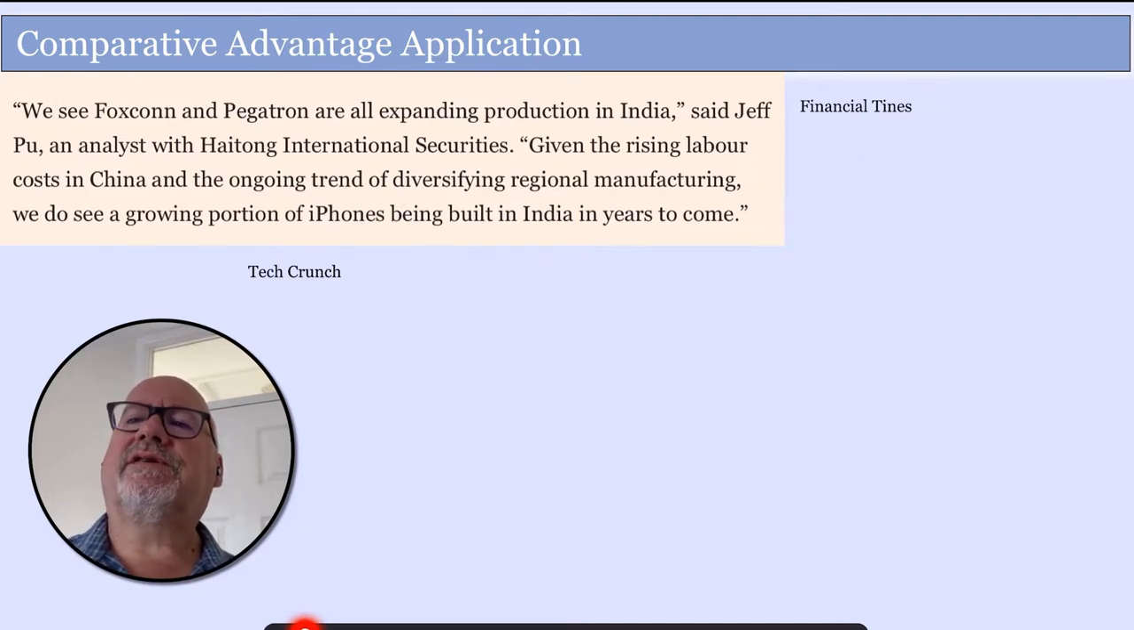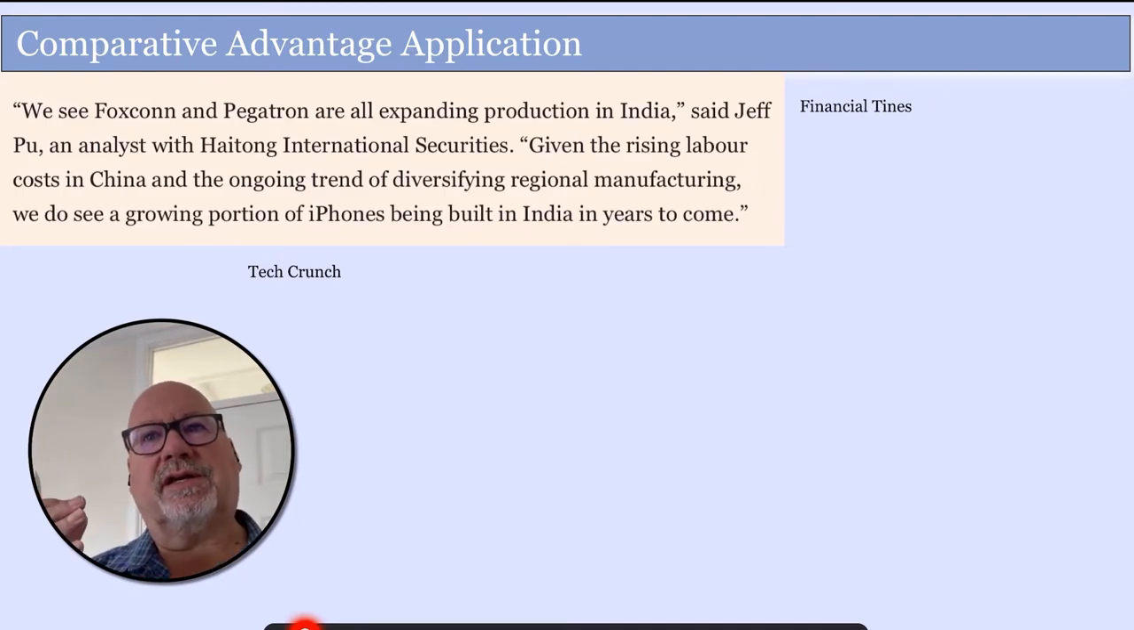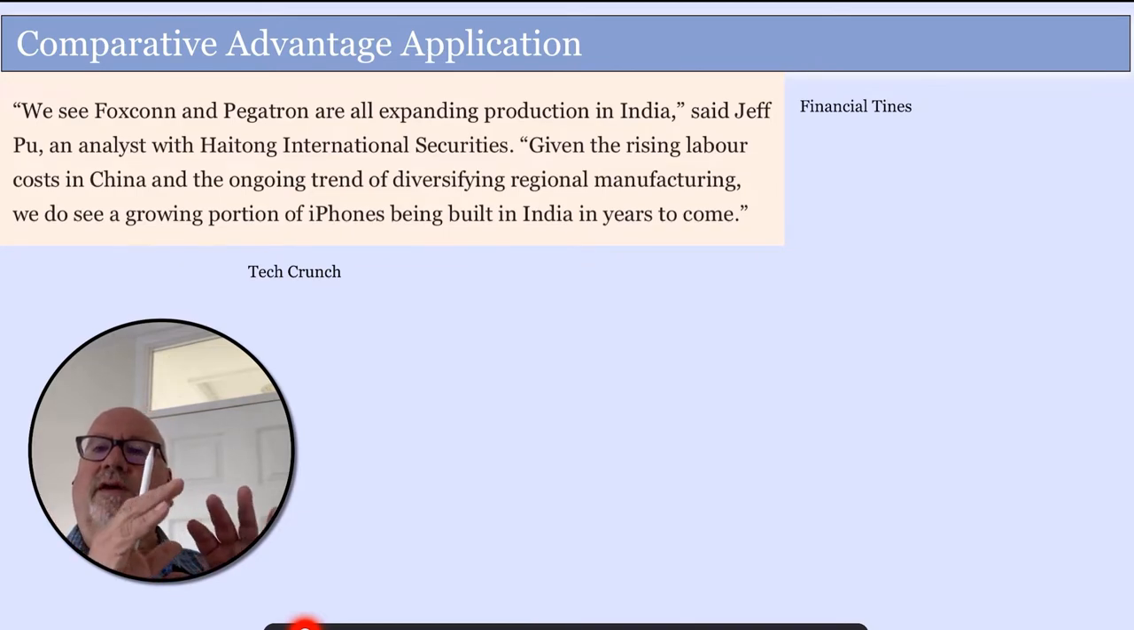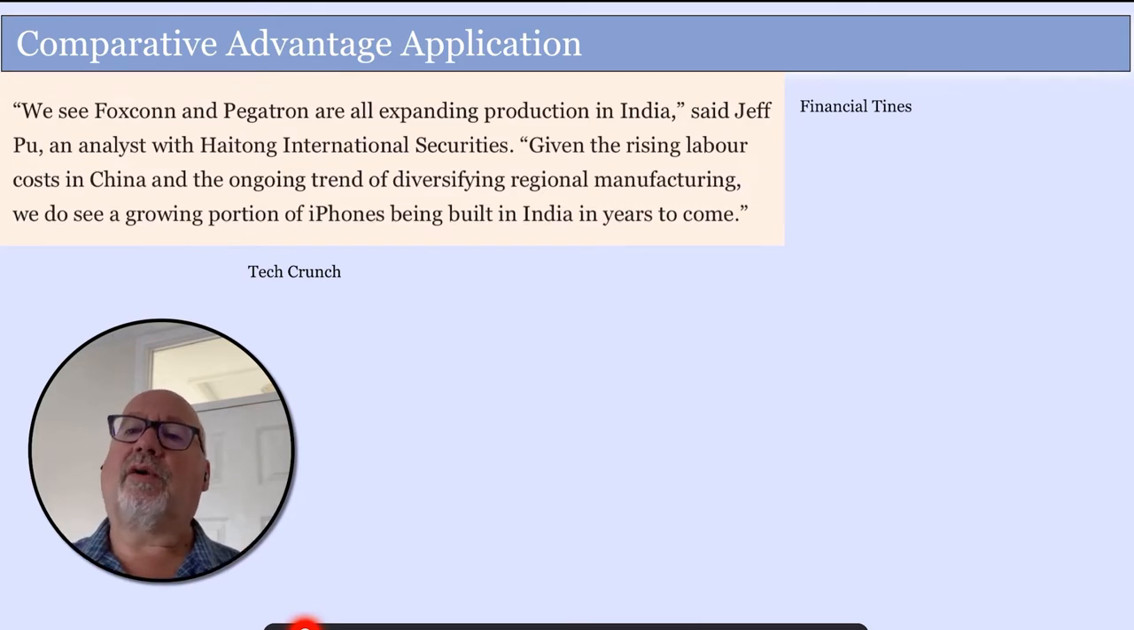This is from the FT recently, and it's saying that Foxconn, Pegatron, all expanding production in India, given the rising labour costs and the ongoing trend of diversifying. We're seeing a growing proportion, I think starting at 5% of iPhones being built in India. So this has been going on for some time, that China has found that it's started to develop with low cost, low wages, but increasingly what they've had to do is they are moving some of their production overseas into other areas where the costs are even lower.